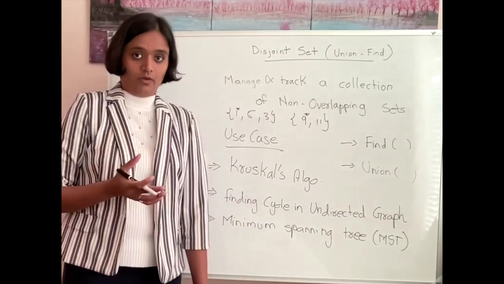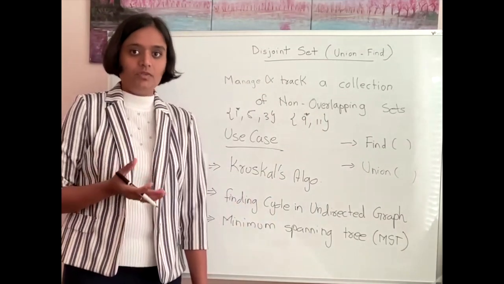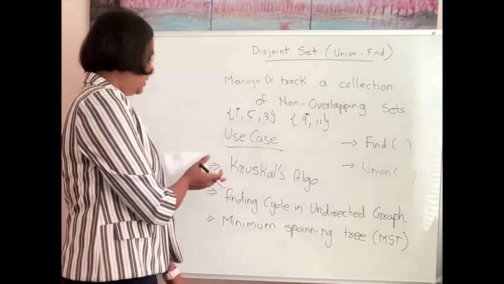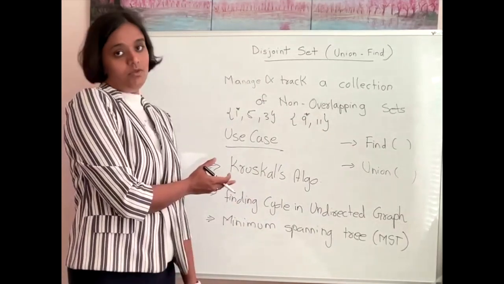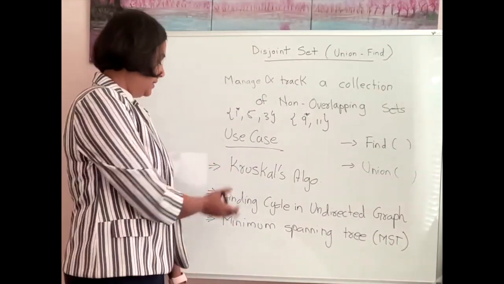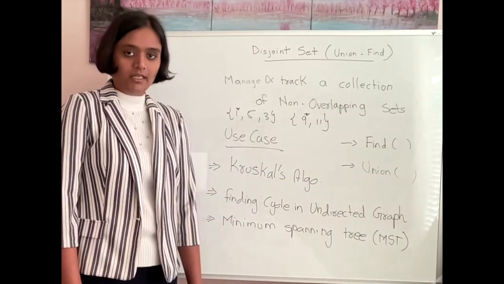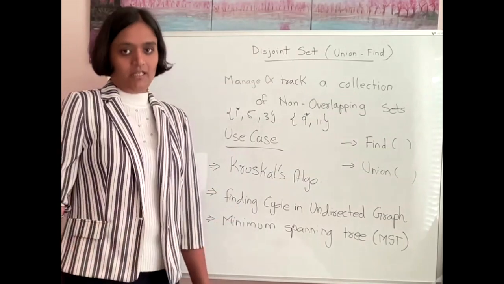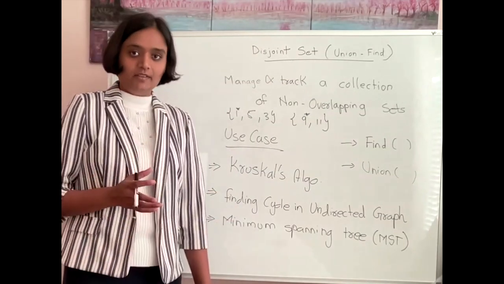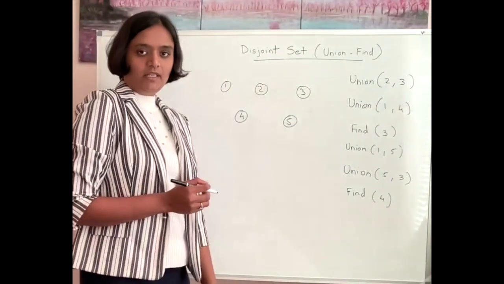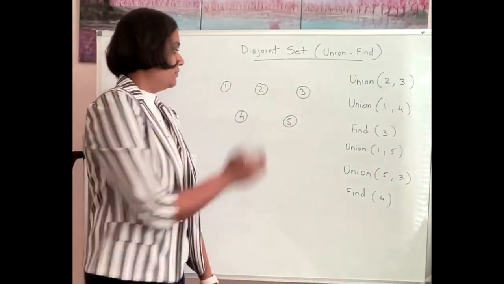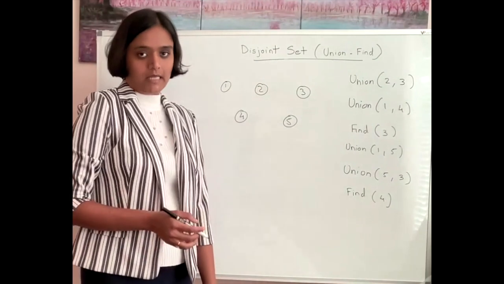What are the use cases of disjoint set, or where would we use this data structure? The popular Kruskal's algorithm uses disjoint set. Implementation of minimum spanning tree can be done using disjoint set. Also, there are many other applications, such as finding cycles in an undirected graph. Okay, so now let's understand disjoint set operations, find and union, with a specific example.